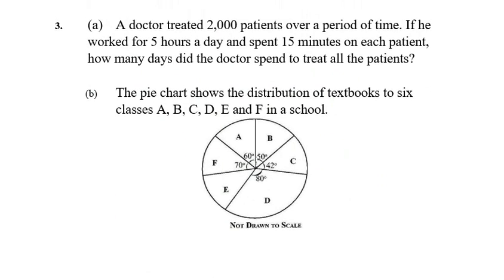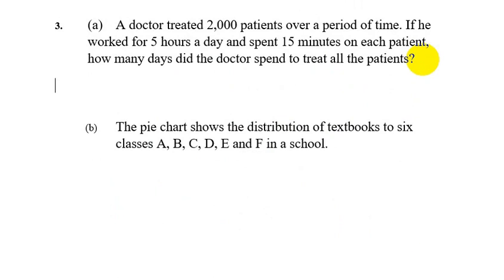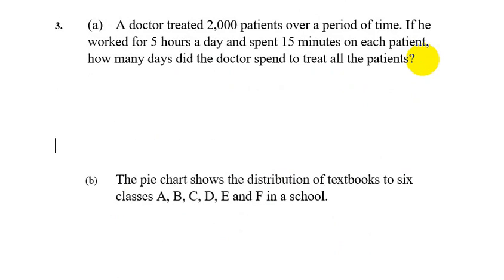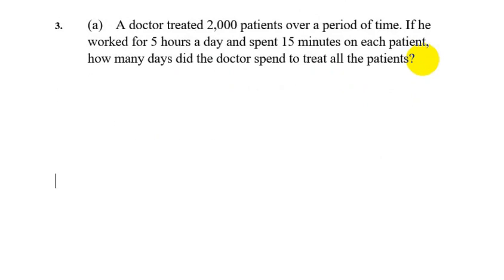Now question 3A says a doctor treated 2,000 patients over a period of time. If he worked for 5 hours a day and spent 15 minutes on each patient, how many days did the doctor spend to treat all the patients? Now it is clear that the doctor is spending 15 minutes on every patient.